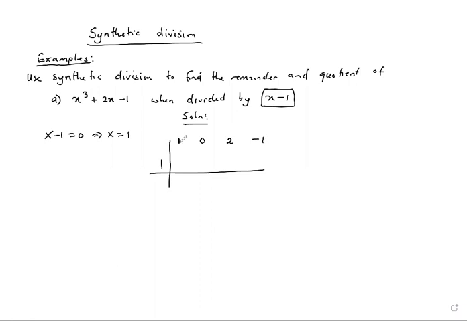And then drop this 1 down, then multiply this 1 by this 1. What we'll get is a 1, and then we add it to 0 to get a 1. Again, multiply by the 1 from outside, we get a 1. We add, we'll have 3. Multiply, we get 3. We add, we'll have 2. This last number here is our remainder. So the remainder is equal to 2.